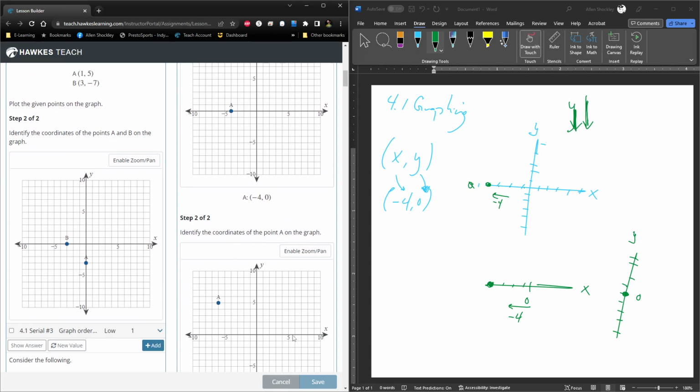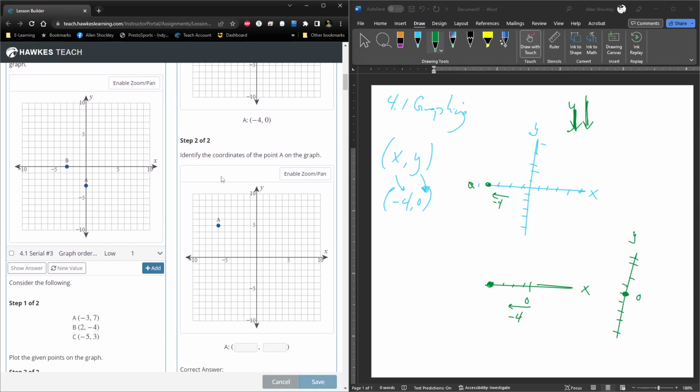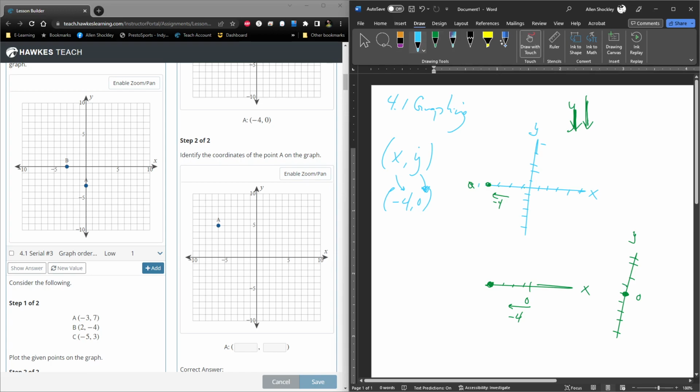Then it wants you to identify the coordinates of A on this graph. Again, we're always going to start with our x and y. We're going to count over, and then we're going to count up and down. For over, my A is over here, so I'm going to go over. Here's -5, -6, and that's the line that this point A falls on. So for my first coordinate, I'm going to say it's -6, comma, and then I need to tell how far up or down I've moved.